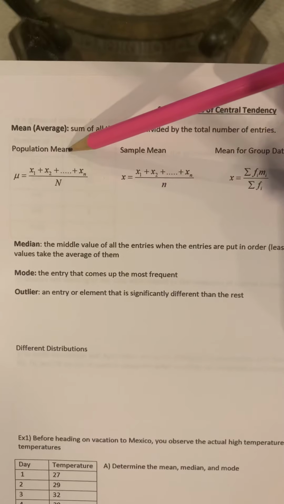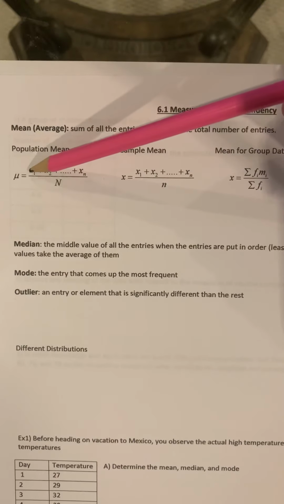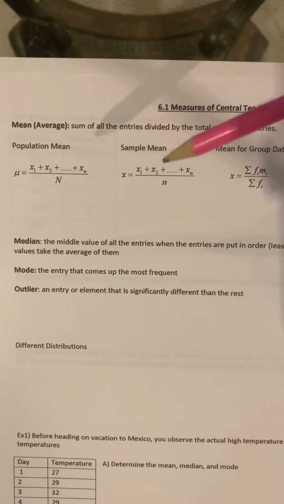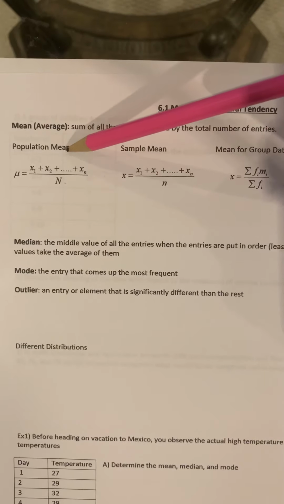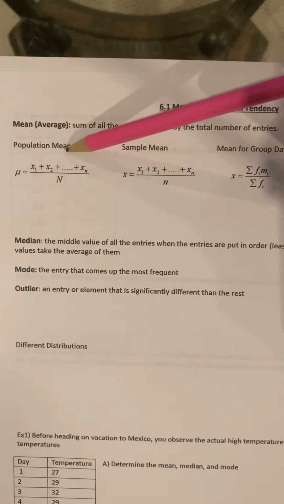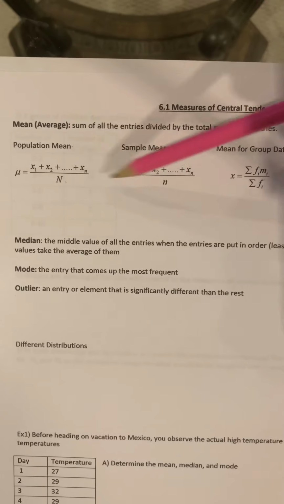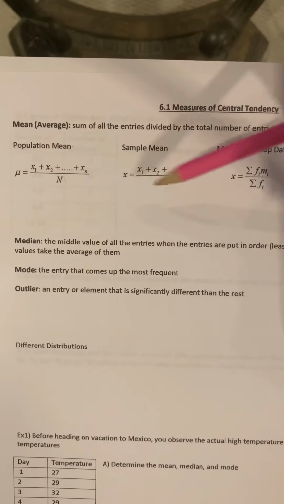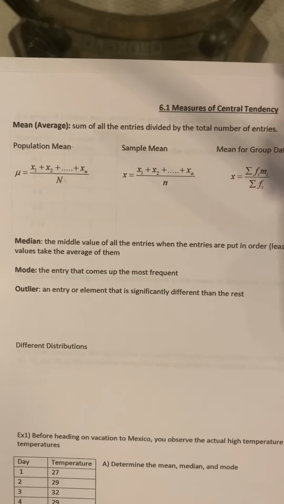So when we have a population mean, we have the formula here. So add up all your entries and divide by the total. Okay. You'll see there's a population average and a sample average, or population mean, sample mean. It's the same thing. It's just the actual letter changes, but there's nothing different.